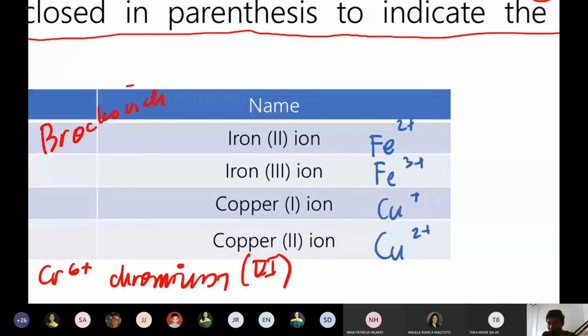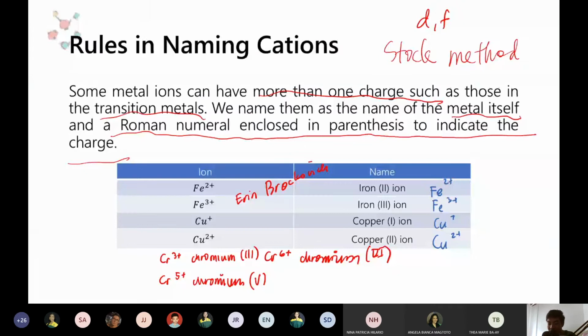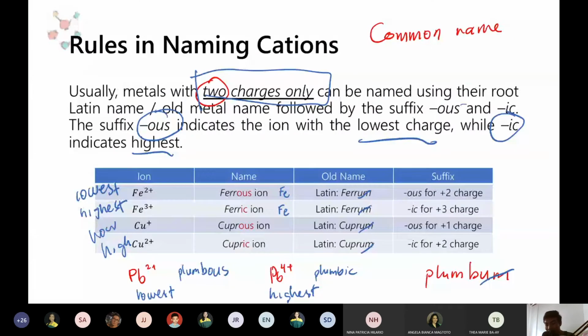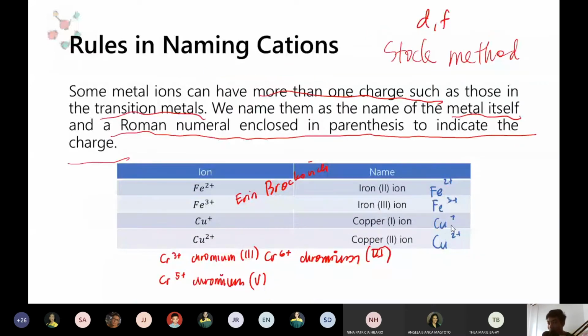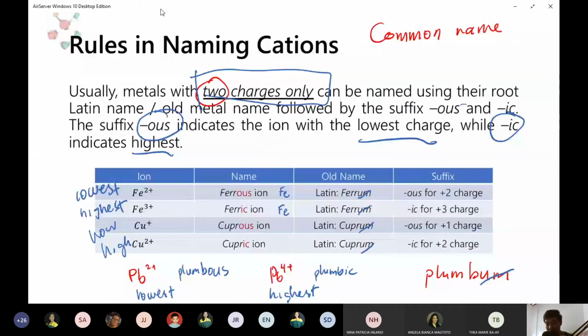Di ba madali na? Unlike the common name, pag hindi mo alam yung number for the corresponding lowest and highest charge, you're stuck, no? Plumbous, plumbic, di ko alam. Baka positive 1 to, baka positive 2 to. So, nanguhula tayo. So, yun yung downside niya, no? That's why we adopted in science the stock method instead, no? Although, the common name is still used today, especially in medicine.